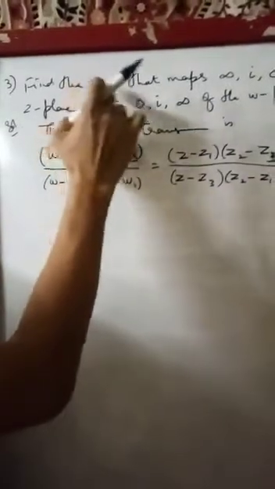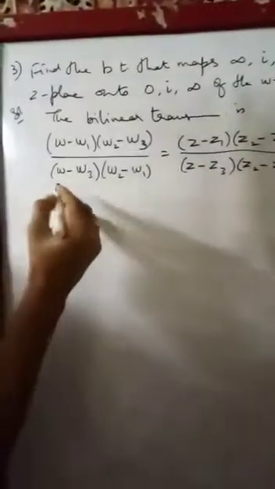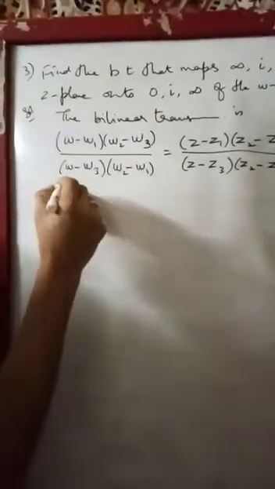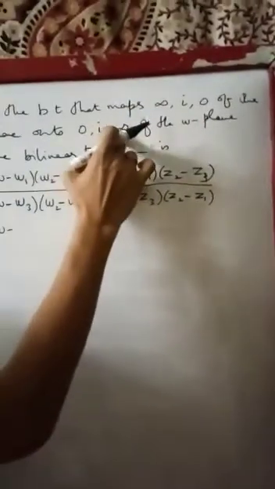Find the bilinear transformation that maps infinity, i, 0 of the z plane onto 0, i, infinity of the omega plane. So three points are given in the z plane and three points are given for omega. First you write the formula once. Now substitute the values. Omega 1 is infinity here. Similarly, z1 is infinity here, and omega 3 is infinity.